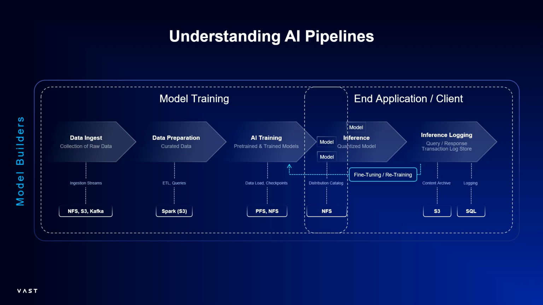So the idea is you collect data. Quite often people would do that with a Kafka cluster or something like that. Then you spend a lot of time preparing the data. At that point, when you've got curated data, you can start to think about training models. And then at the end of that process, you've got a model that you can use for inference. And actually, quite a lot of time is then spent looking at the inputs and the outputs and doing inference logging to see how accurate that model is and how it performs. So that's a key workflow there.